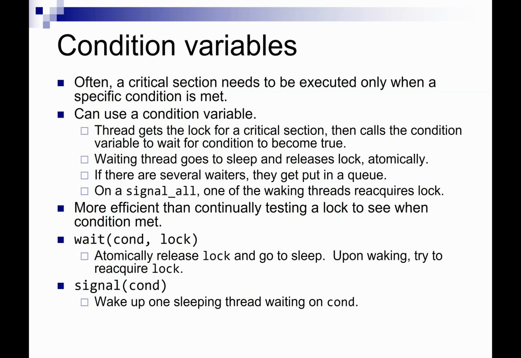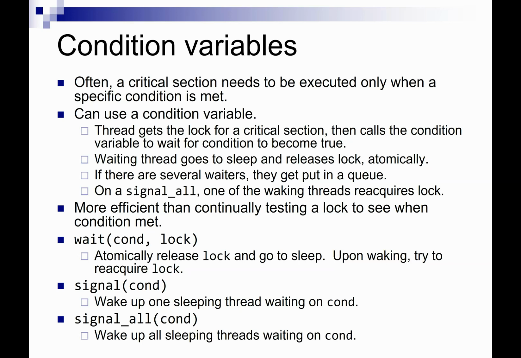The signal function signals that a condition has become true. Once the signal occurs, the thread waiting on that condition wakes up, and then tries to reacquire the lock. The signal may signal just one thread to wake up, but we can also signal multiple threads, or actually all threads, to wake up using signal all.